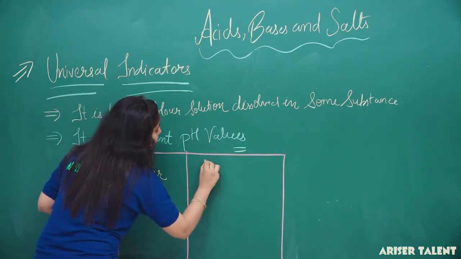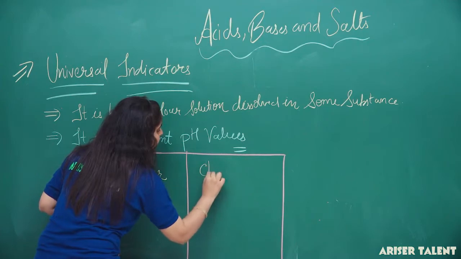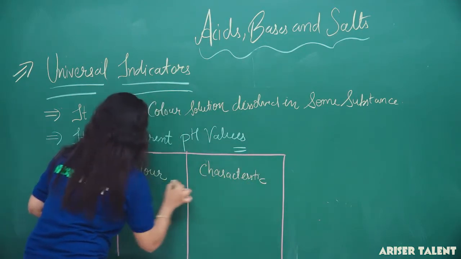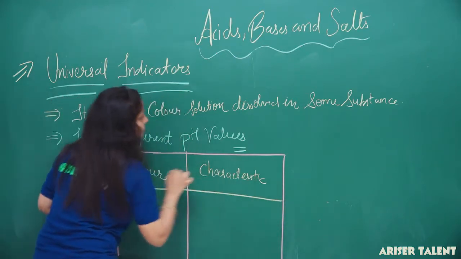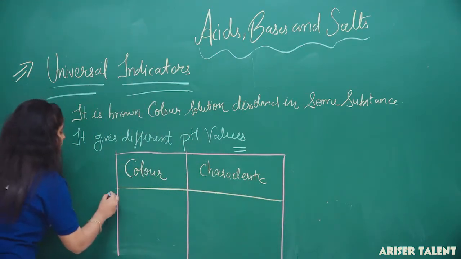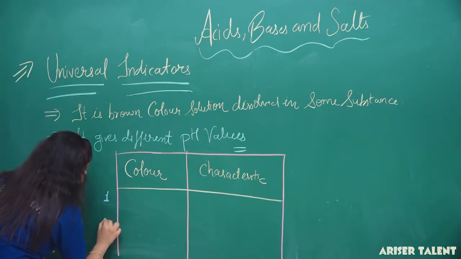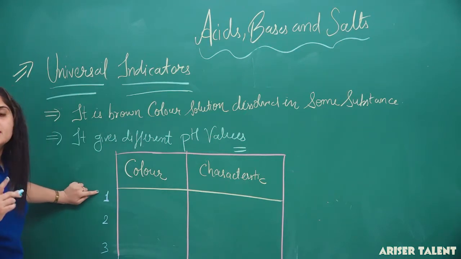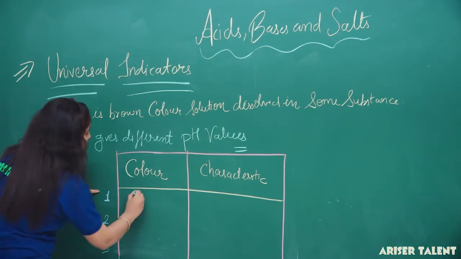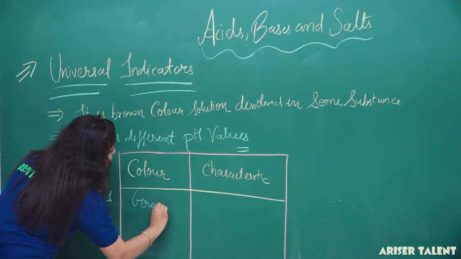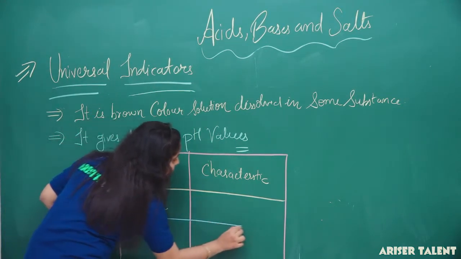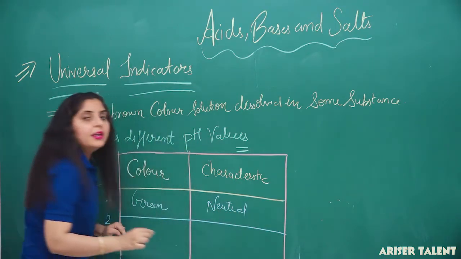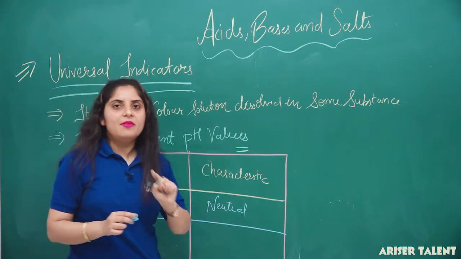Here we will get the characteristic color. So we can say that we will get three color combinations here. Firstly, if we are getting green color, we can say that the substance is neutral, and the neutral substance will have a pH of 7.